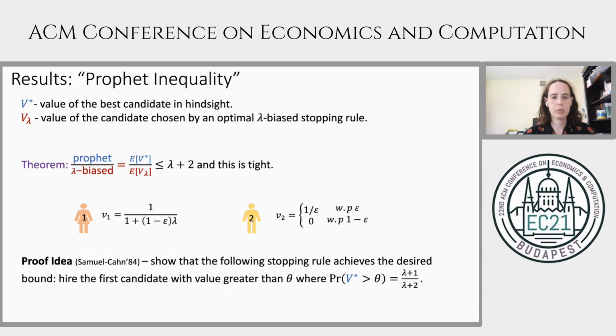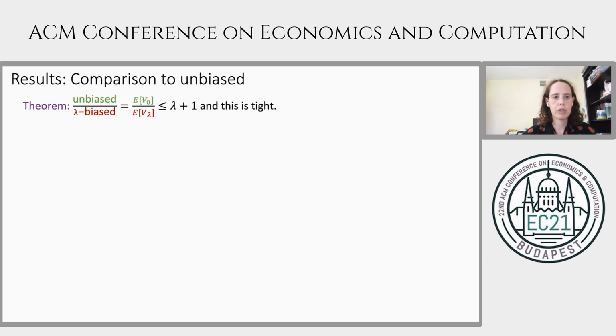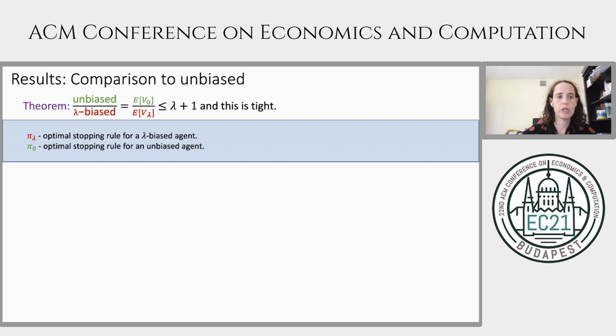over lambda plus 2. Now, another interesting comparison, which is more unique to our model, is between the value of an unbiased agent and the value of a lambda biased agent. We show that this ratio is bounded by lambda plus 1, and this is also a tight bound. Before proceeding to give you the idea of the proof, we'll need some notation.